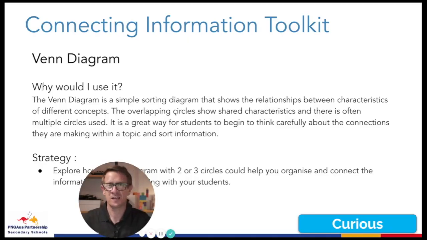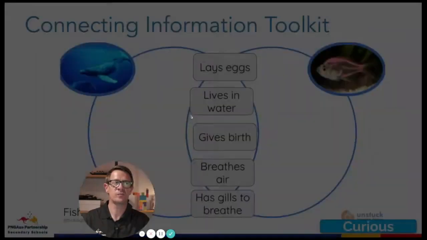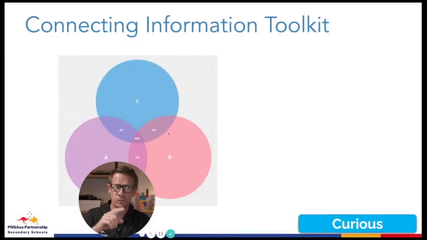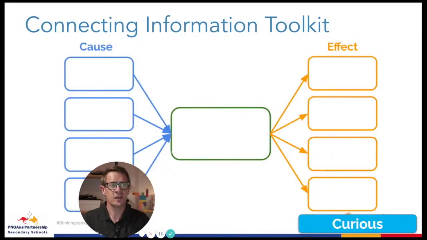A Venn diagram is a classic sorting diagram, but it also represents how information is overlapping in different categories. You can see an example here, and with multiple categories, we start to see how information might be sorted into different groups, but also connected into groups as well. A cause and effect diagram is a nice way of thinking about the effect. And if we put our plastics hat back on again, that idea of the effect of recycling, the effect of waste of plastics, you could start to explore how that information is connected using a cause and effect diagram.